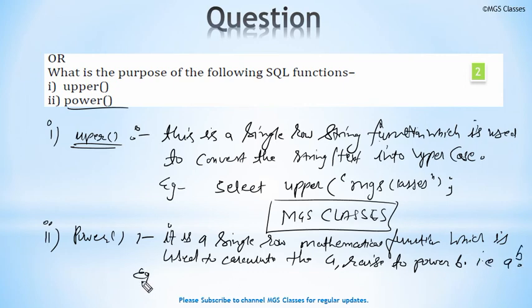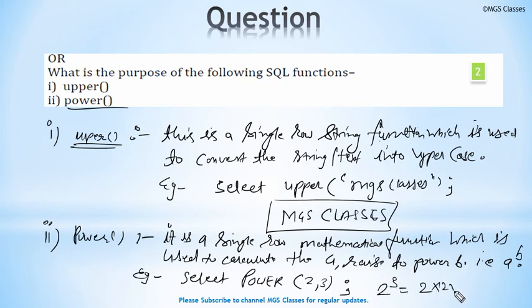For example, select power 2 comma 3. Its output will be 2 to power 3, that is 2 into 2 into 2, which will be 8. That way you can answer this question very easily. Power function is a mathematical function which basically calculates a raised to power b, and power of 2 comma 3 will be 2 raised to power 3, that is 2 multiplied 3 times, and its output will be 8.